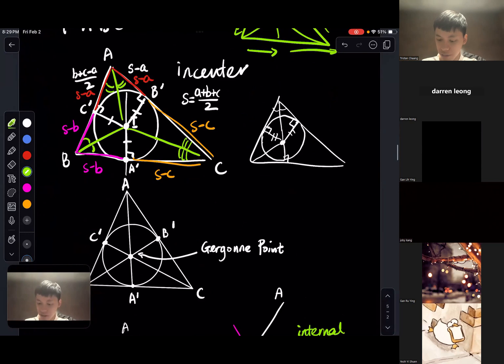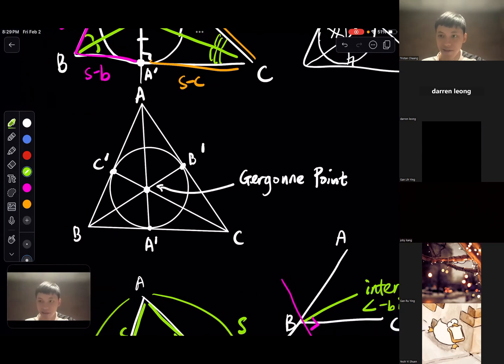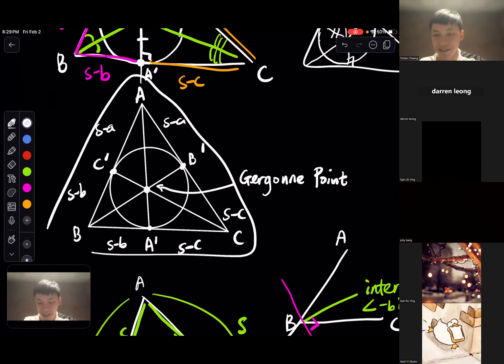Now, how about the Gergonne point? The tangents. Well, this is also simple because we already found out that this is S minus B, S minus B, S minus A, S minus A, S minus C, S minus C. And now it's even more obvious how to use Ceva. You just take this, everything cancels out. So it's 1. So the Gergonne point exists.